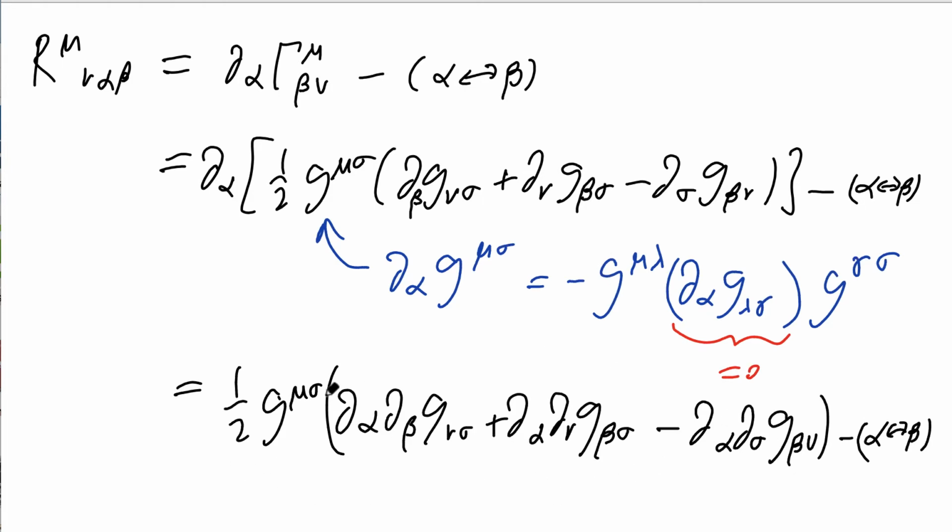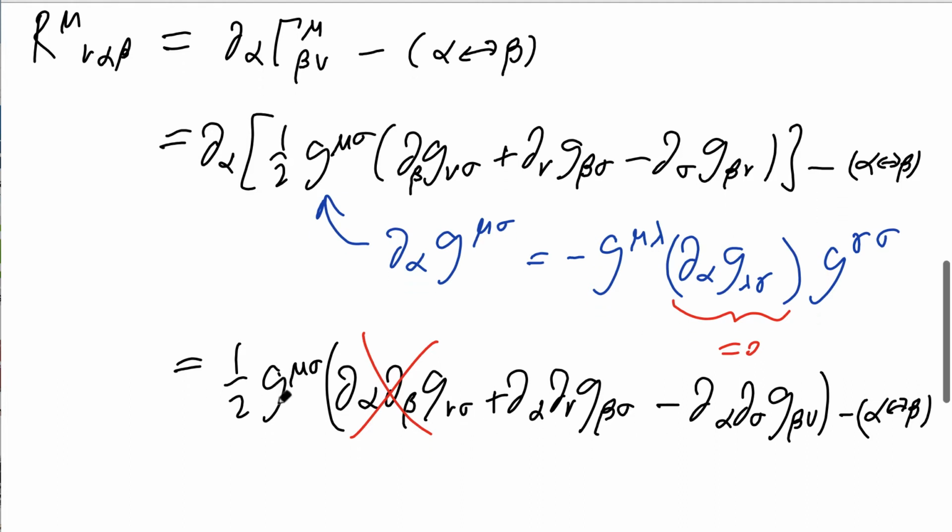Keep in mind that we're evaluating this in Riemann normal coordinates where the first derivatives of the metric vanish, but that does not imply that the second derivatives of the metric vanish. On the other hand, look at this term. This has partial alpha partial beta, and of course partial derivatives commute. So when we swap alpha and beta and then put in a minus sign, the term corresponding to this one will cancel this term. So those two terms are gone.